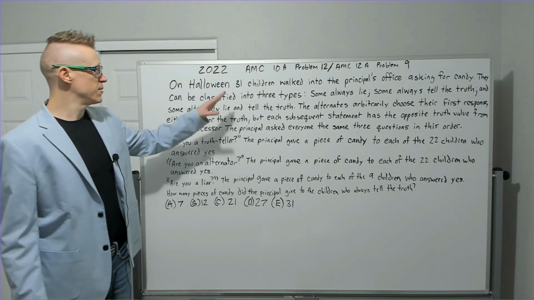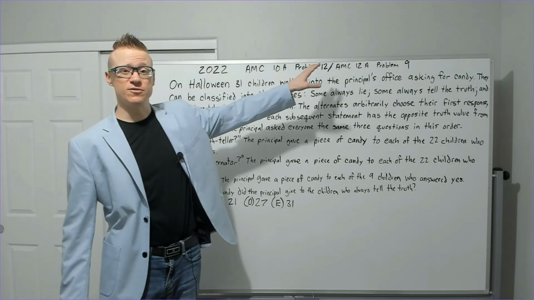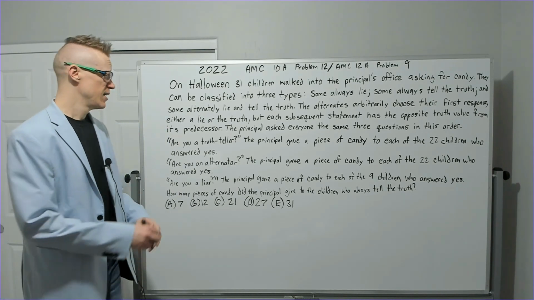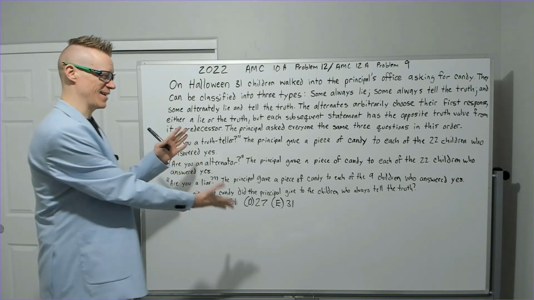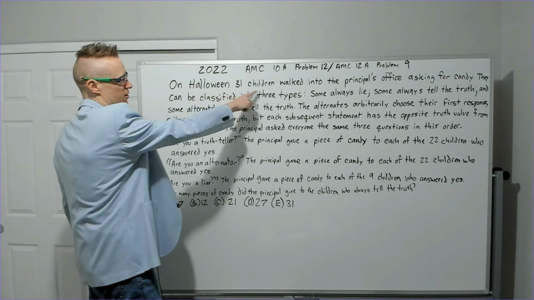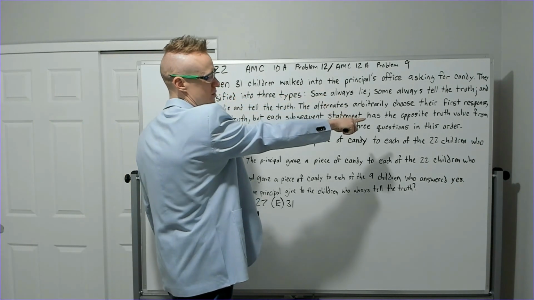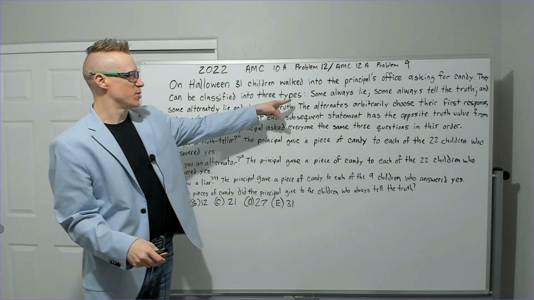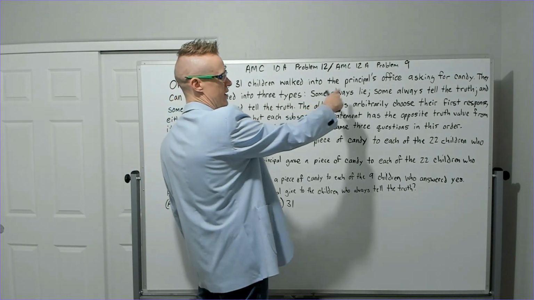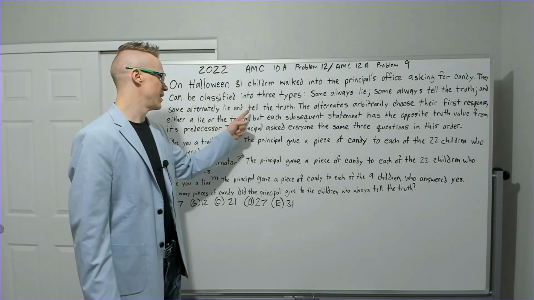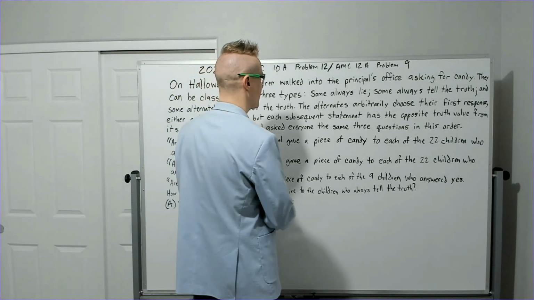So for this problem, the 10A problem 12, the 12A problem 9, man, lots of words. So we'll go through it. Don't got a lot of board space, but we do what we do. On Halloween, 31 children walked into the principal's office asking for candy. They can be classified into 3 types. Some always lie, some always tell the truth, and some alternately lie and tell the truth.